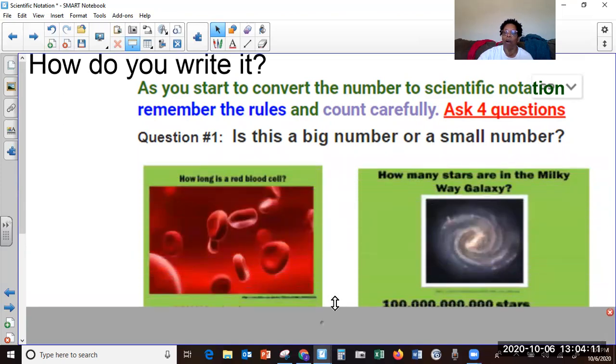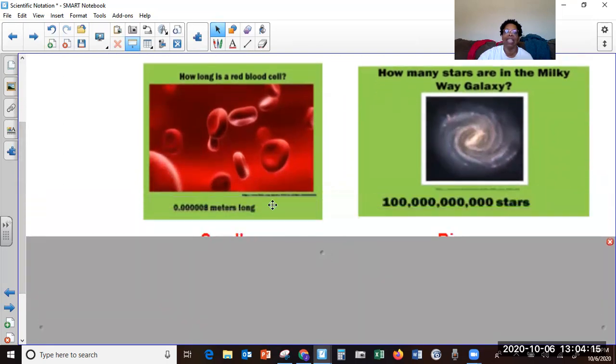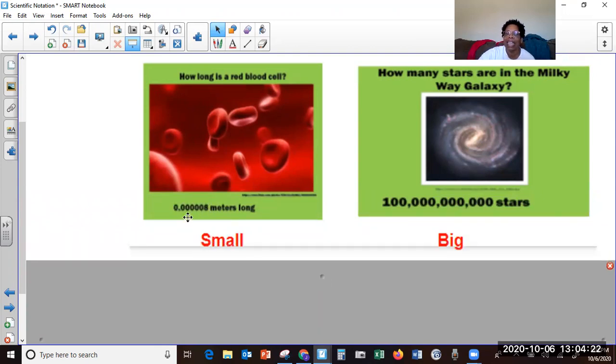If it's small, like describing a red blood cell, then it's going to have a decimal that begins with a 0 for the whole number. So get used to seeing these. These mean it's very small and the exponent is negative. It's not a negative number. The exponent is negative because it's less than 1, or it's very big, way more than 1.